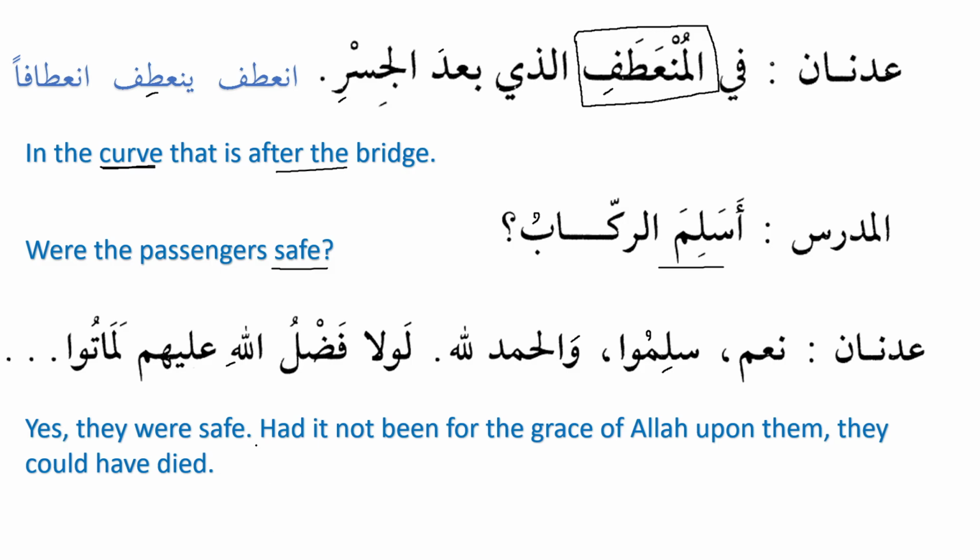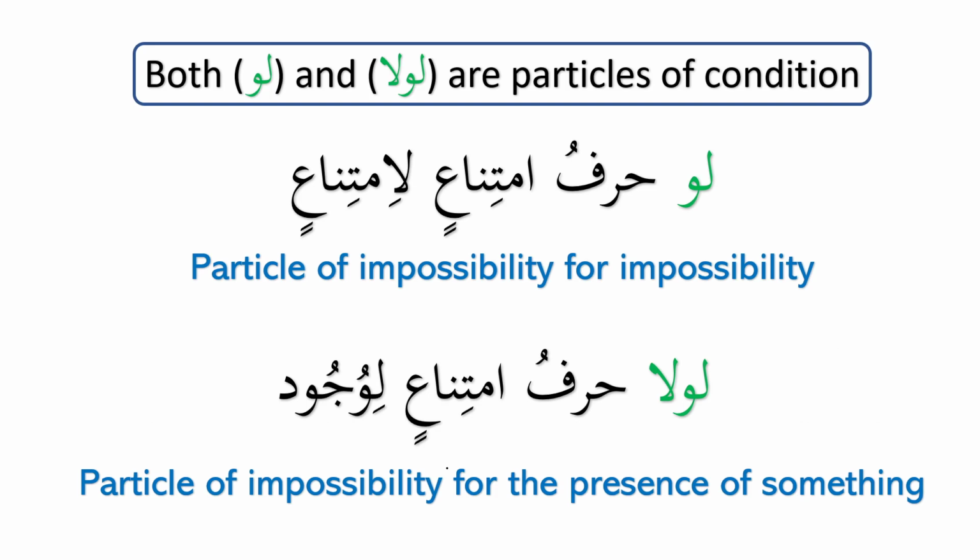So now we can see over here that this is a conditional sentence. We learned about conditional sentences in lesson number 12. What was that? That was the use of law. So now we learned that both law and lawla are particles of condition. Yani, they are harfani, or huruf ash-sharti. These are the letters, or the particles, of condition.